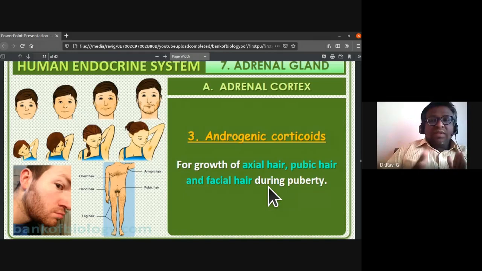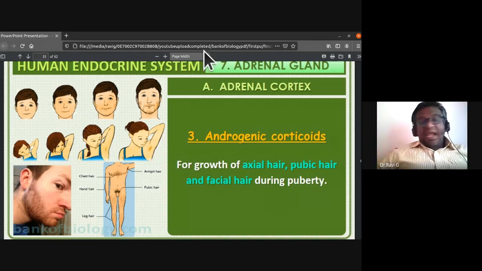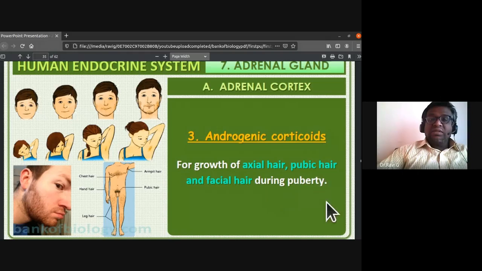As of now, remember that the third variety of hormone from the adrenal cortex is androgenic corticoids. They are responsible for growth of axial hair, pubic hair, as well as facial hair during puberty. Especially in men, the facial hairs are more. Pubic hair is especially found around the genital organs.